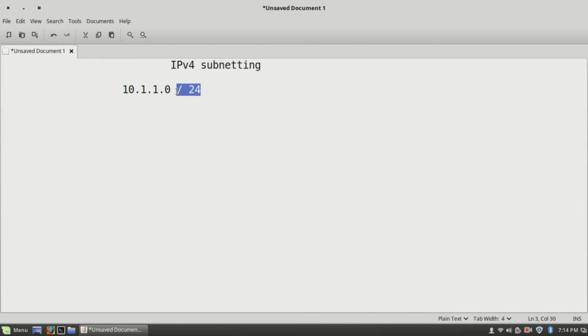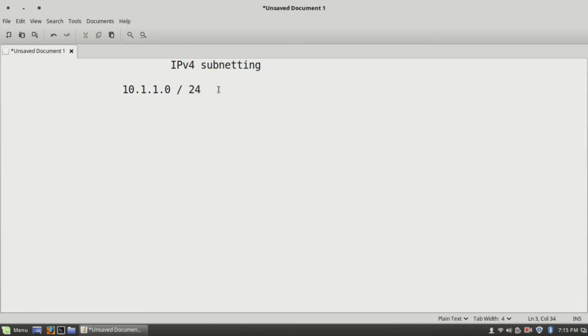And this /24 tells you about the network mask, the subnet mask. The number 24 says that out of these 32 bits, 24 of them belong to the network, and the rest, which is 32 minus 24, that is 8, belong to hosts. The 32 bits of an IPv4 address have two kinds of bits, network bits and host bits. This number tells you about the network bits, and the rest are host bits.